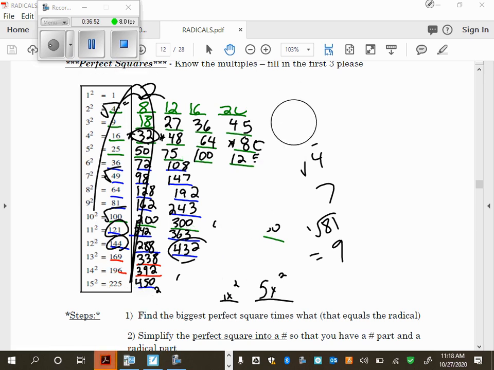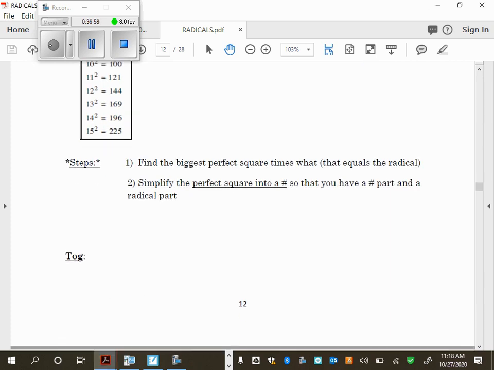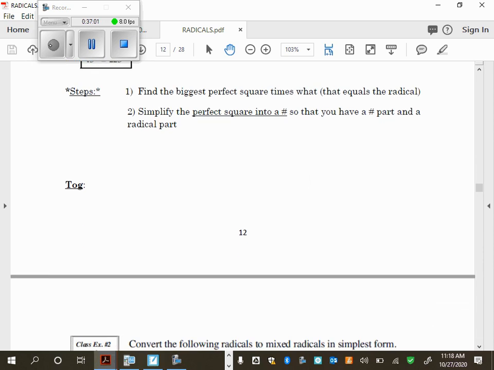So let's go to the bottom of the page. We're excited. Oh, I'm pumped. My blood is just boiling.